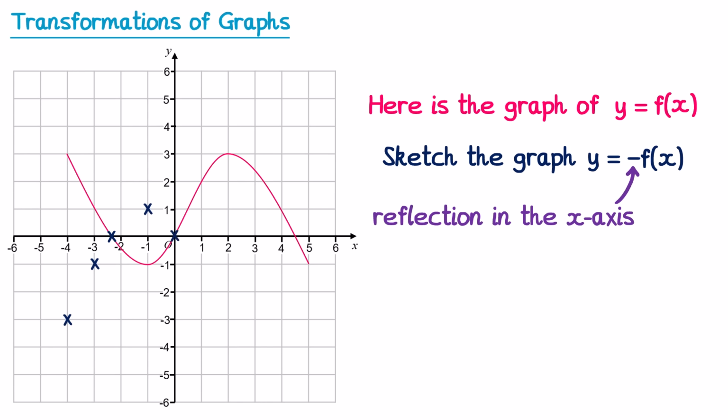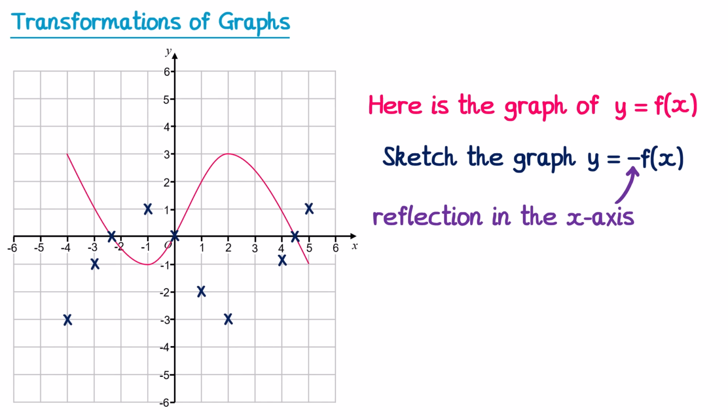This point here is on the axis once again, so it won't change. This point here is 2 above, so it'll go 2 below. This one here is 3 above, so it'll go 3 below. This one here is almost 1 square above, so it'll go almost 1 square below. This one's on the x-axis, so it'll remain unchanged. And this point here is 1 square below, so it'll go 1 square above.